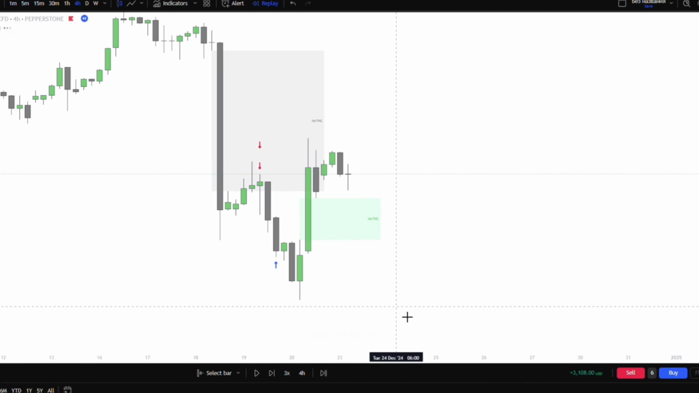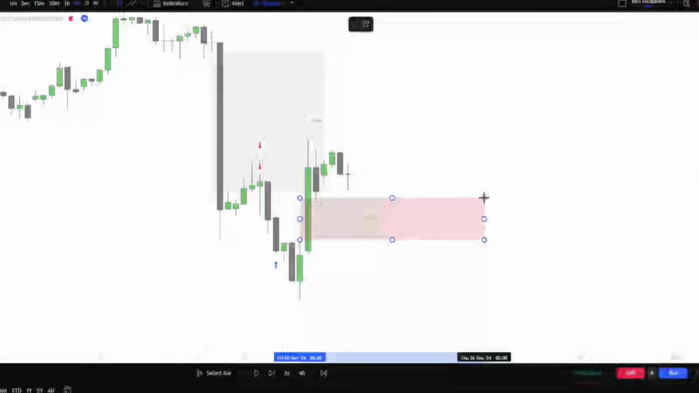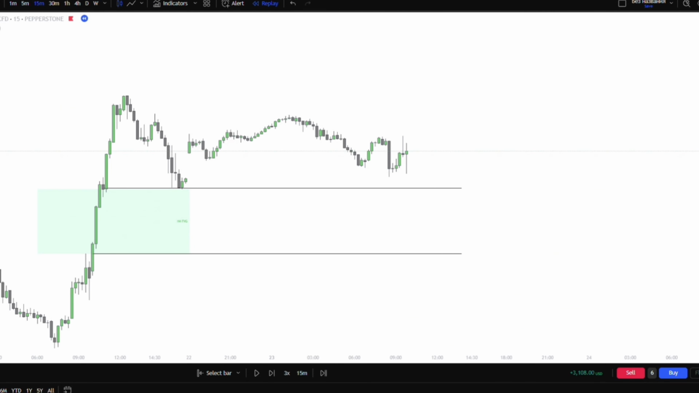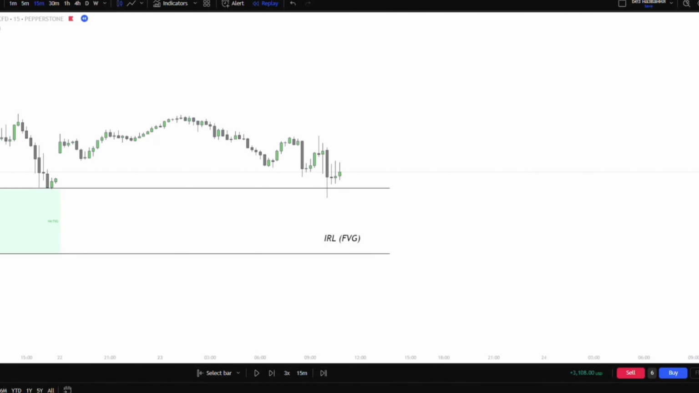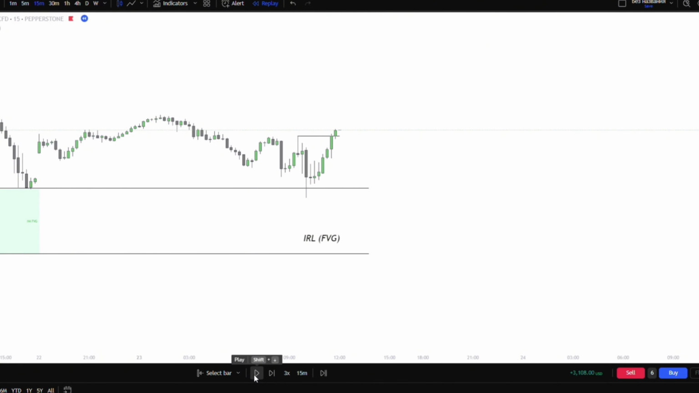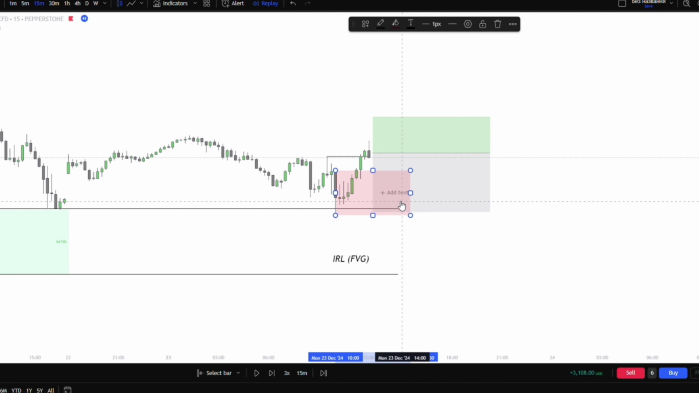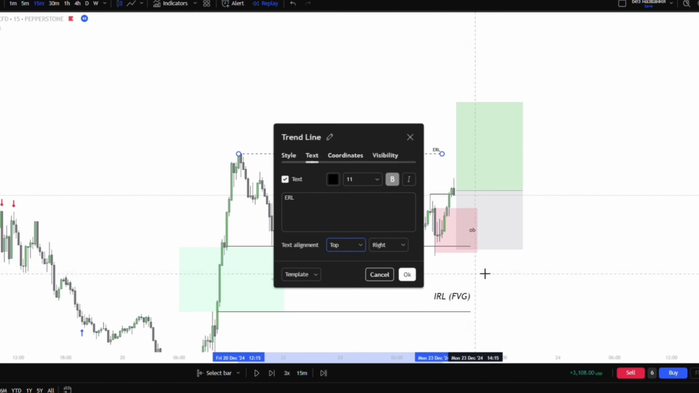So, okay, as you can see, below there is a 4-hour fair value gap. Let's mark it and switch to the 15-minute time frame. I mark it as IRL because it is internal range liquidity, or a fair value gap. And now let's wait for price to fill this imbalance. Now I mark the swing high. If the price breaks this level, it means that a market structure shift has been formed. And as you can see, this level was broken. Now I marked an order block and now I can open a market order.